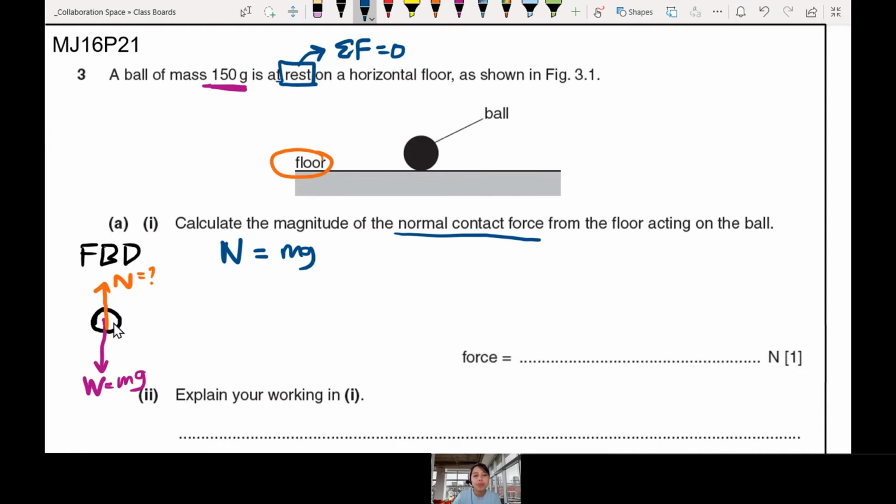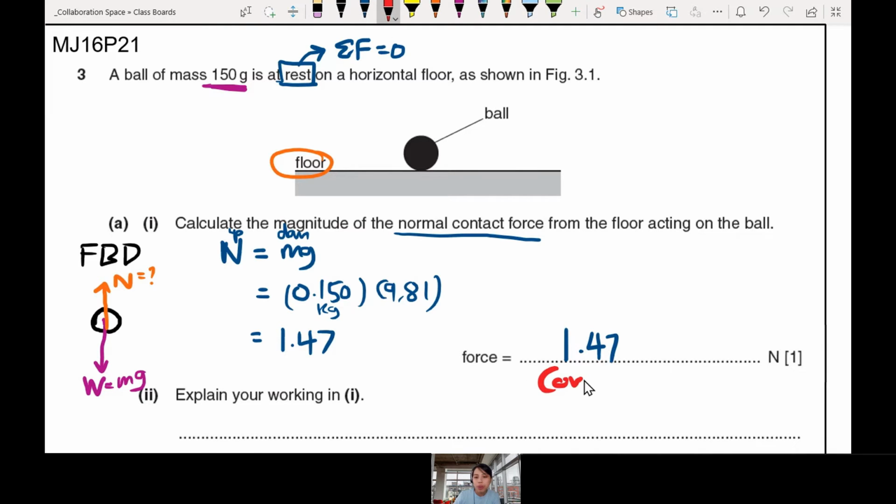What points up equals what points down. It is up, this is down. So mg will be 0.15 in kg, and g is 9.81. Your normal contact force should be about 1.47 Newton. So you could write 1.47, or if you write 1.5, also okay. This is 1 mark for the final answer only.